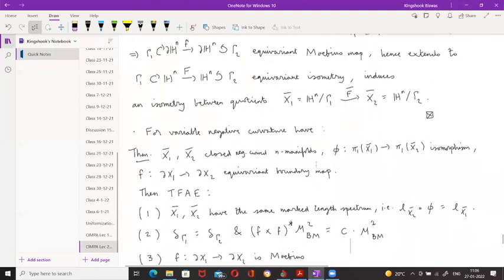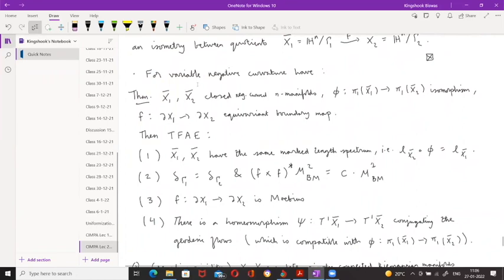So finally, to conclude, let me just say for variable negative curvature, that if the manifolds are not hyperbolic, not constant curvature, but the curvature is variable but negative, then we have the following theorem. So suppose x1 bar and x2 bar are closed negatively curved N manifolds, and we have an isomorphism of fundamental groups. Okay. So then we know that this will give me an equivariant quasi-Mobius homeomorphism from boundary x1 to boundary x2, right? That we've seen. Then the following are equivalent.